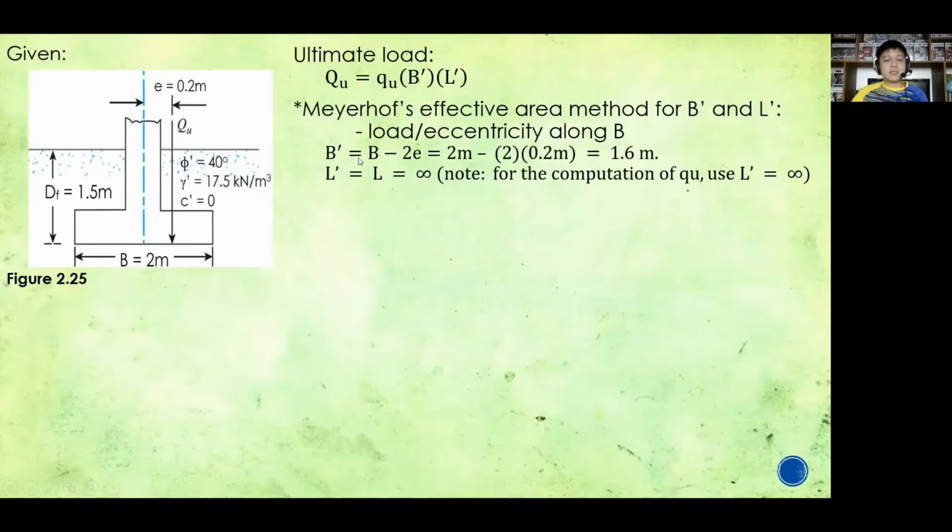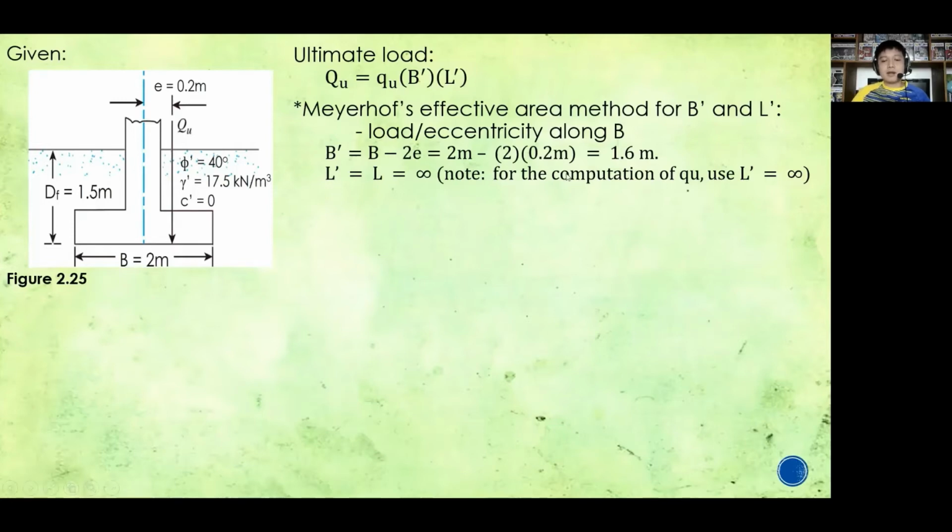Thus, B prime is equal to B minus 2 of our eccentricity, which is 2 meters minus 2 times 0.2 meter, or B prime is 1.6 meters. For our L prime, it is equal to L, and L is approximately infinite. So note, for the computation of qu, use L prime as infinite. But for your QU, the force, which is capital QU, then use L prime as 1.